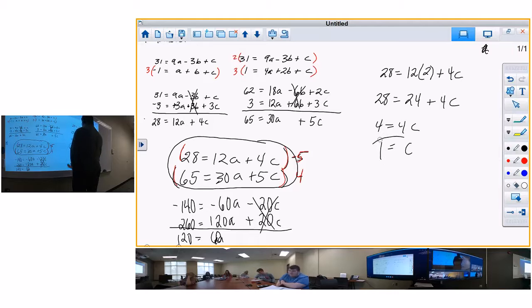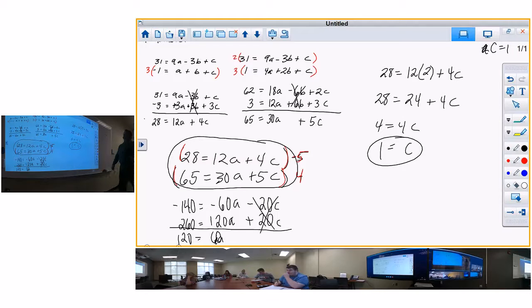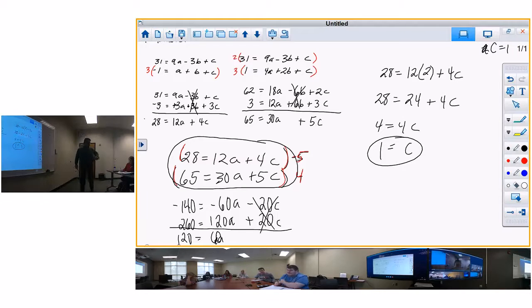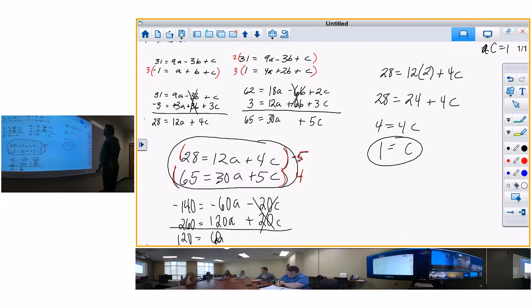What did I get for C? 1. Okay. C is equal to 1. I remember A is equal to 6. Y'all sure I didn't get that? I don't know. A equals 2. Okay. I believe y'all. Whatever.